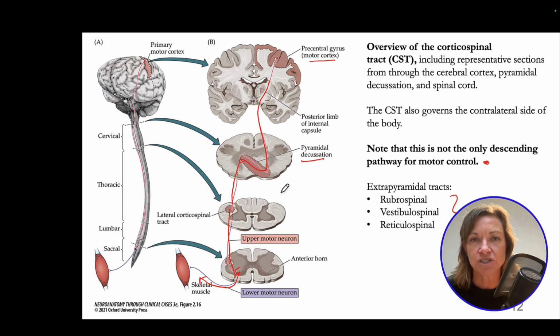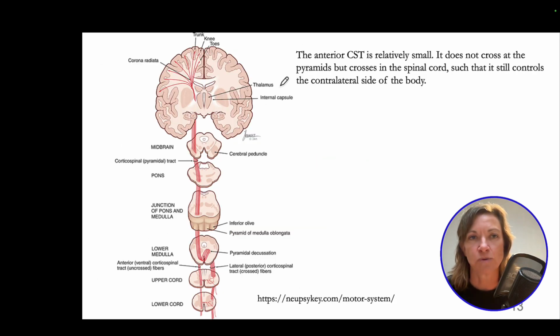Now, I said most of the axons cross in the decussation. There is a small component of the anterior corticospinal tract that doesn't cross here in the pyramids. It descends ipsilaterally, but these axons cross at the level of the spinal cord. So they still facilitate contralateral control. So that's a subtle difference. This small component descends past the pyramids ipsilaterally, but still governs the contralateral side of the body.